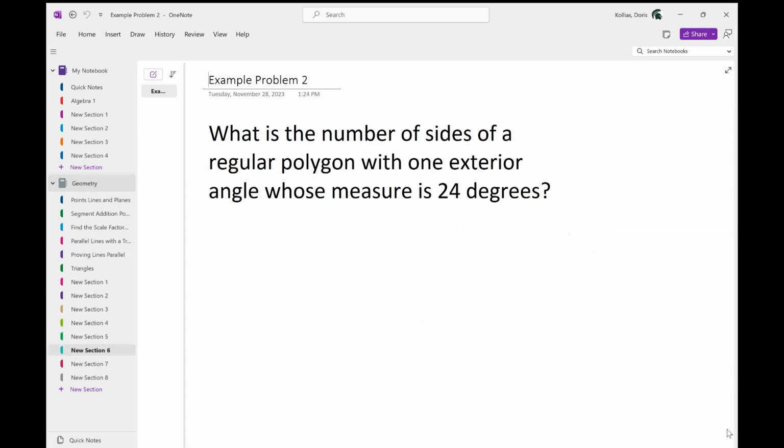Now, let's do this problem together. What is the number of sides of a regular polygon? And I'm going to underline regular. With one exterior angle whose measure is 24 degrees.